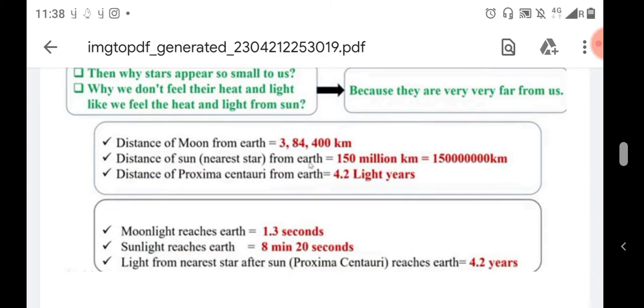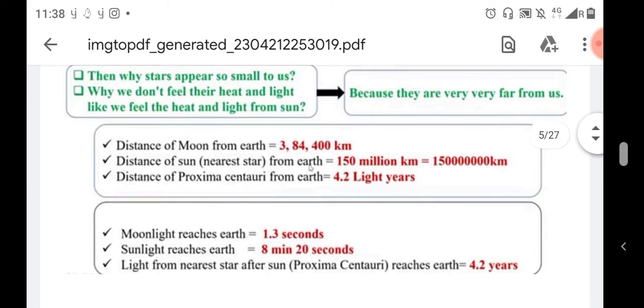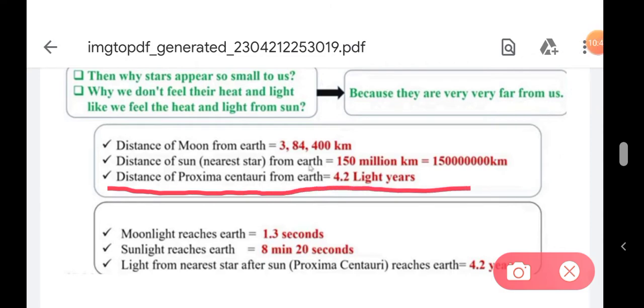Sunlight takes 8 minutes 20 seconds to come to Earth. Okay, distance of Proxima Centauri from the Earth. Proxima Centauri is also one of the stars nearby the sun, nearby the earth, but it is 4.2 light years far from the earth.